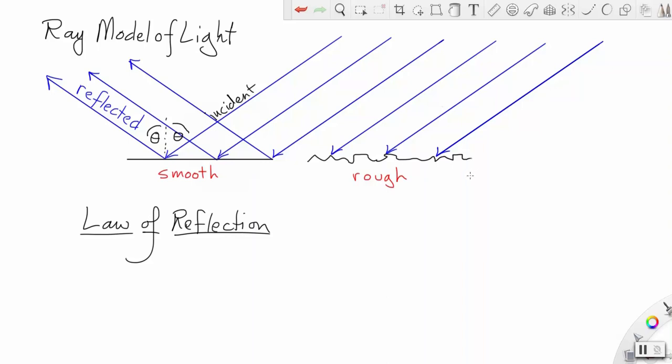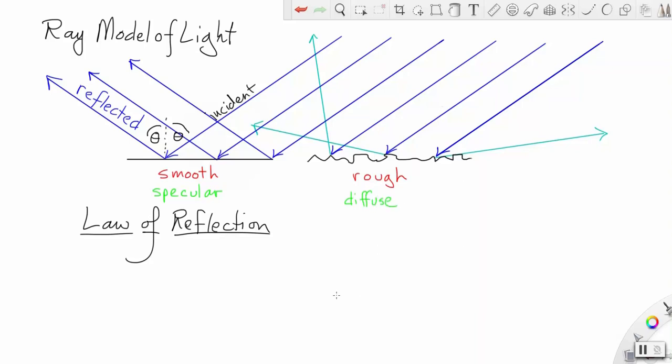But on a rough surface, this law works out a little bit more chaotically. This is what we observe when we see light reflecting off of something like a carpet or a piece of paper, something that's a little bit rough. Whereas on a smooth surface, something very smooth like polished metal or a mirror, you're going to see a different kind of reflection. We have names for these two types of reflection. They are specular reflection and diffuse reflection.